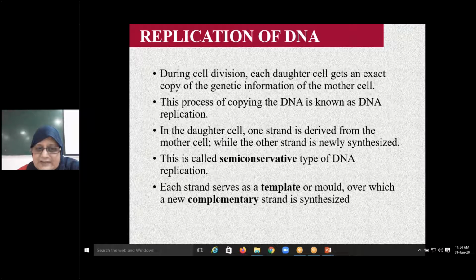So each strand serves as a template or mold over which a new complementary strand will get synthesized. So one strand from the mother cell will remain, while a new strand will be synthesized based on the strand from the mother, which is said to be a template strand.